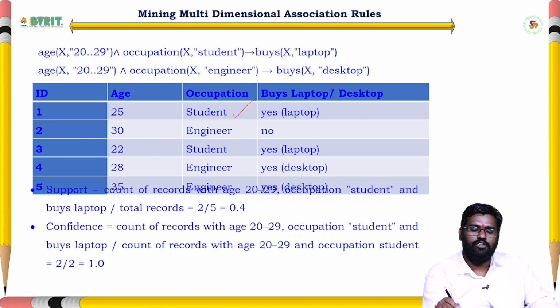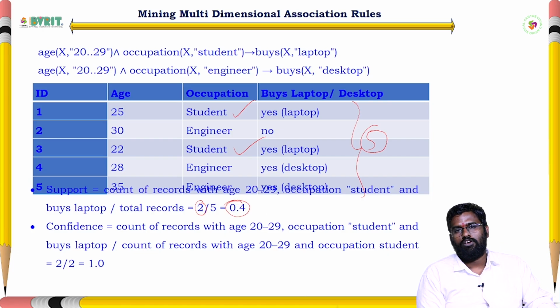This one is a student and this one is a student. So total 2 records are there. Total number of items are 5. So 2 by 5, that is 40%. So at the age of 20 to 29, they purchase with 40% chances.